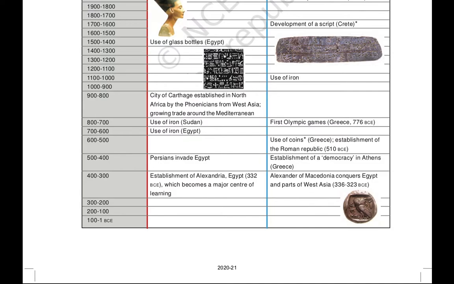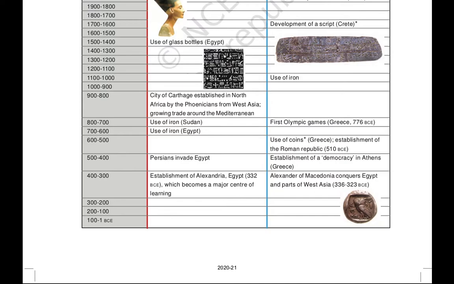from West Asia, growing trade around the Mediterranean. From 800 to 700 in Africa, use of iron in Sudan. In Europe, first Olympic Games in Greece, 776 BCE. From 700 to 600 in Africa, use of iron in Egypt. From 600 to 500 in Europe, use of coins in Greece, establishment of the Roman Republic, 510 BCE.